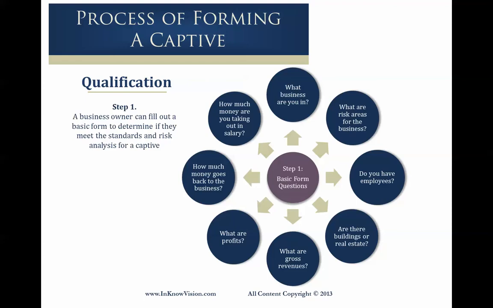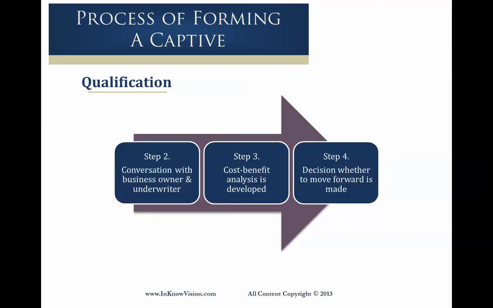We're going to be asking whether or not you have buildings or real estate that might be creating risk for your business. And on the financial side, we're going to be digging into the gross revenues and the profitability of the company. We're also going to be looking at how much of the money is going back into the business for funding growth or capital purchases, because that's going to impact free cash. We're going to be looking at salary again for the same reason. Sometimes you may be taking a lot of money out in salary or distributions, and we may want to reorder that in order to allow you to do a captive insurance company if that makes sense in your case.